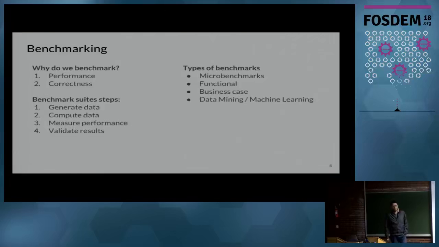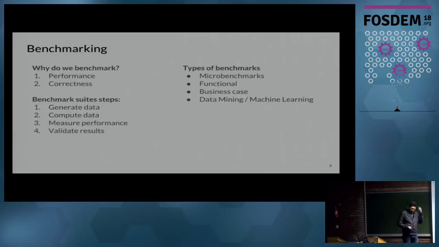So why do we do benchmarking? This kind of seems silly, but we always have to remind this. We do benchmarking because we want to measure the performance of things, but we also want to evaluate the correctness of the things we are measuring. And every benchmark suite has these 4 basic steps, that is just generating some data. Then we aggregate and compute this data, and then we produce 2 kind of outputs, the measure of how these things are executing, and the correct results of the calculations.